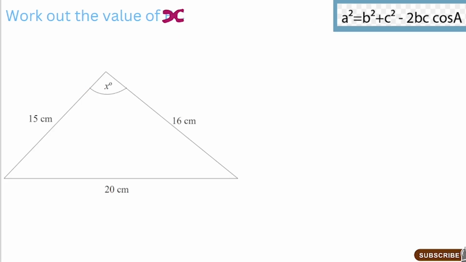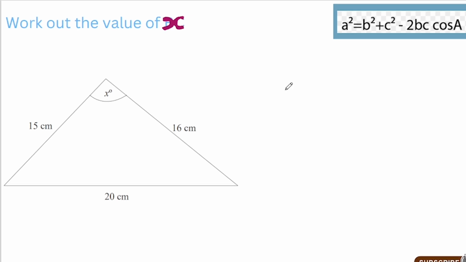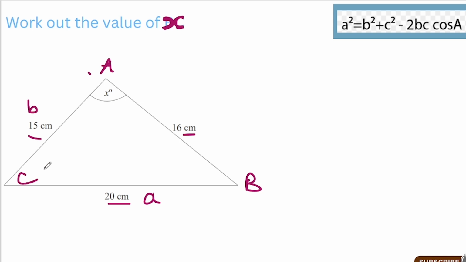Okay, so this question, if you look at it, has given you side, side, side. Whenever you're given a triangle with 3 sides given and a missing angle, you need to be thinking of the cosine rule, because at this stage we use the cosine rule. Okay, so the first thing I'm going to do is label this triangle. I'm going to call this A, I'm going to call this lowercase a, I'm going to call this B, and I'll call this lowercase b, I'm going to call this C, I'm going to call this lowercase c.